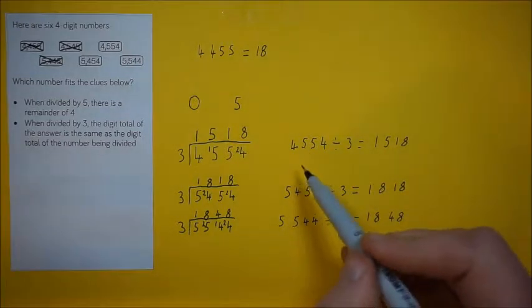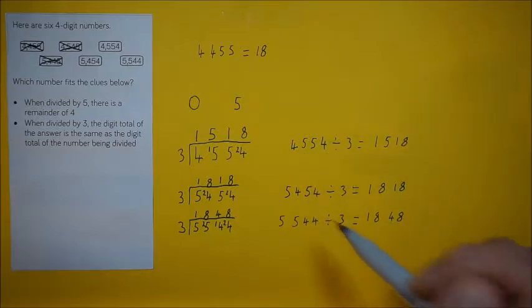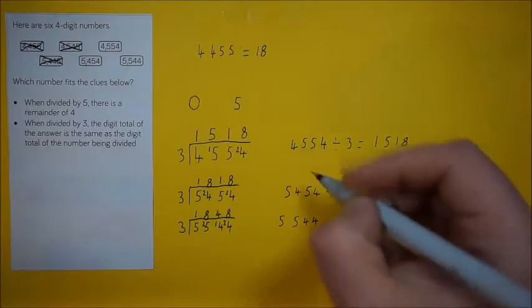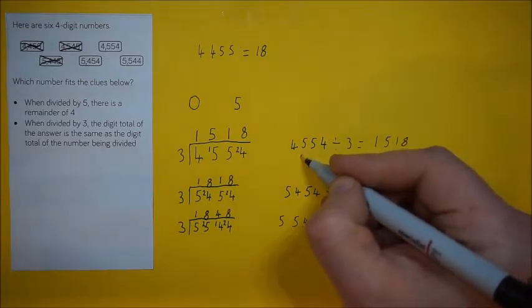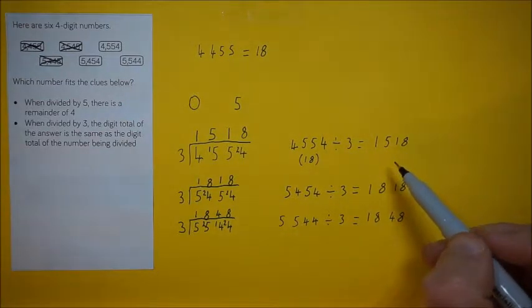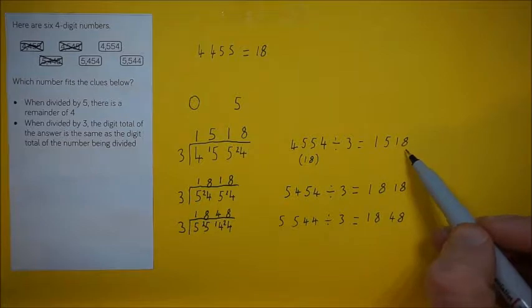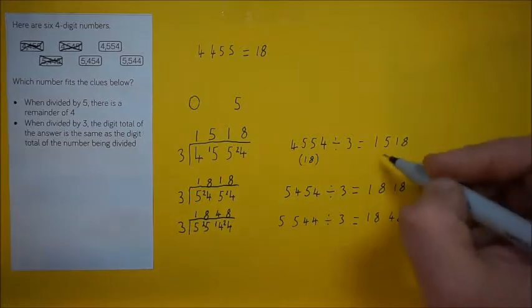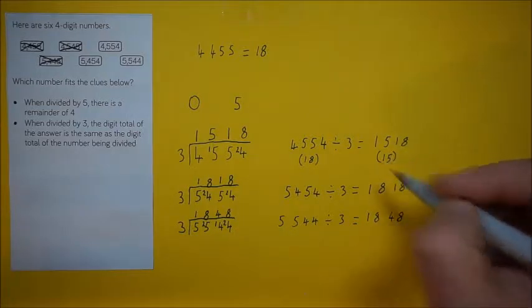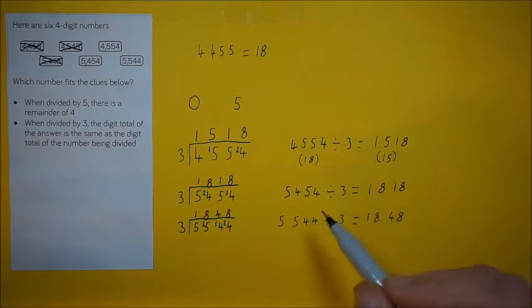So we've got 4, 5, 5, 4. So if we pair these up, 5 and 5 is 10, 4 and 4 is 8, so I know that that digit total is 18. And this digit total, I've got 1 and 1 is 2, plus the 8, 2 and 8 is 10, plus the 5 is 15. So they're not the same. They're not equal. 18 and 15 not equal.